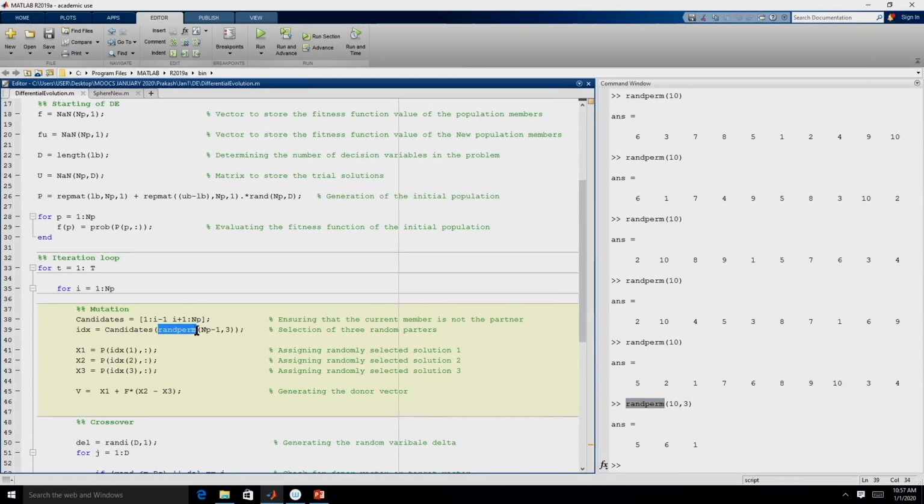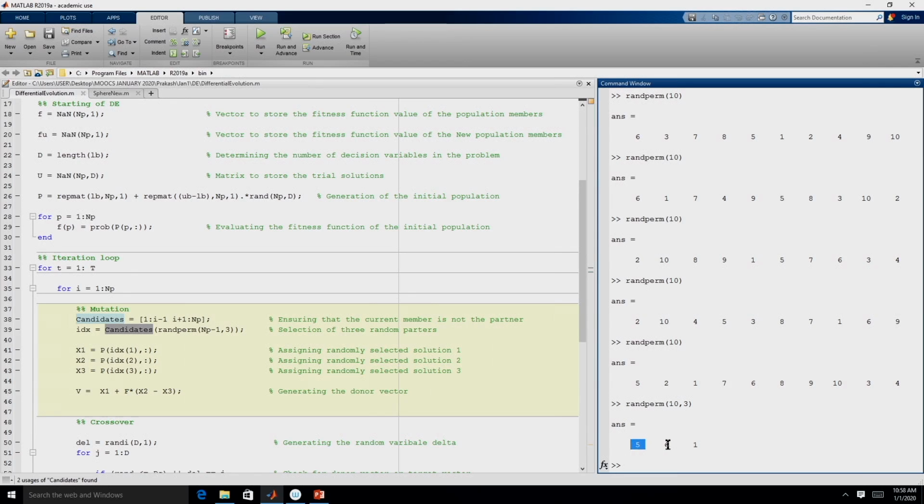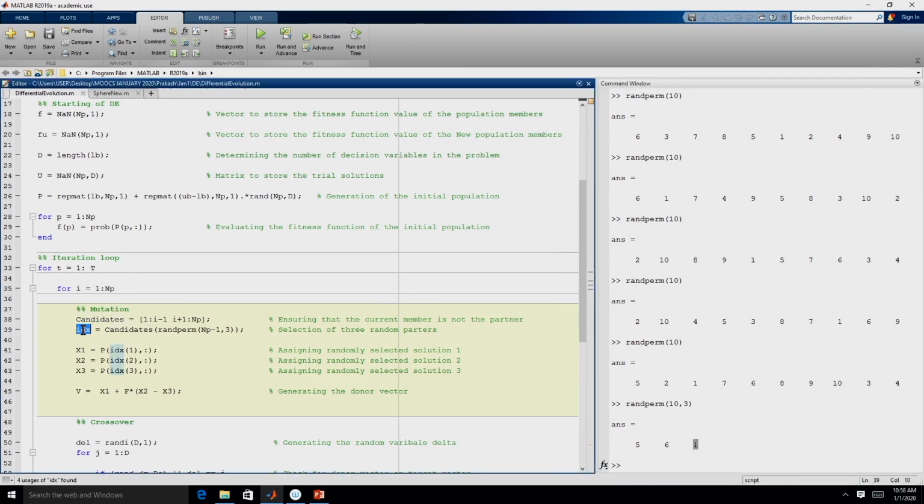Here we say randperm of NP minus 1 comma 3. The 3 should be clear because we require 3 unique solutions. It is NP minus 1, not NP, because there are only NP minus 1 elements over here. If NP is 10, candidates will have only 9 elements, because we are eliminating the ith variable. Now we are accessing those particular solutions. When we do candidates of randperm of NP minus 1 comma 3, it will access candidate of 5, candidate of 6 and candidate of 1. Those 3 values we are storing in this variable IDX.